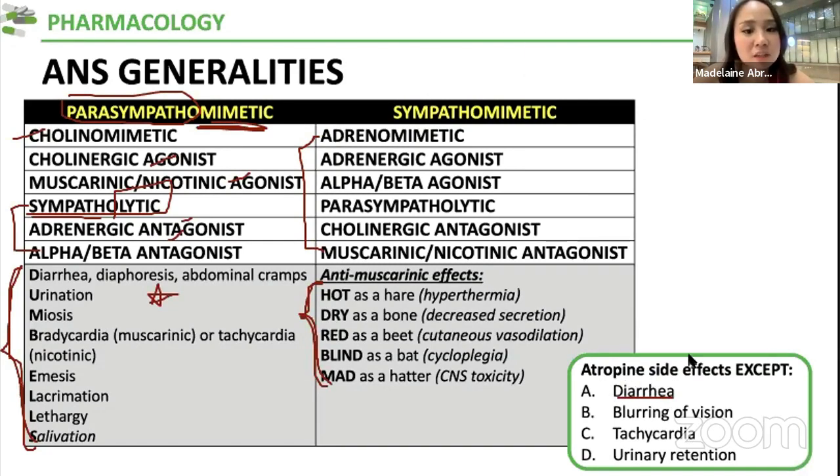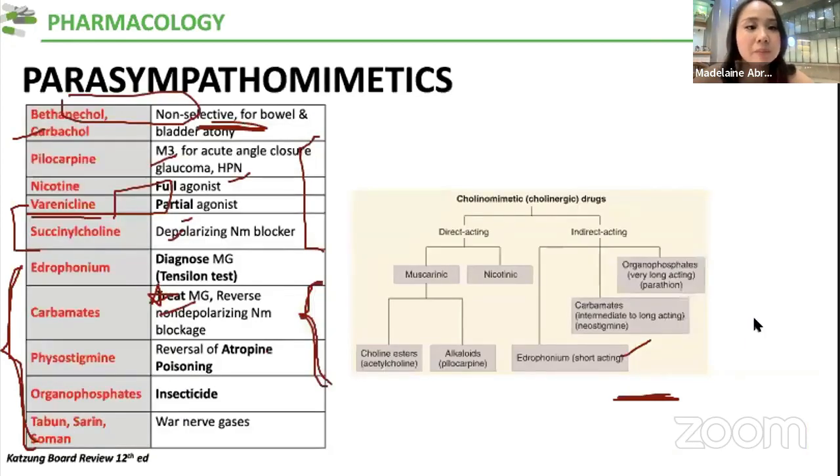Kasi your diarrhea is part of your dumbbells, which is muscarinic. What's atropine? Anti-muscarinic. Okay? So, itong B to D, tama yan. These are side effects, di ba?